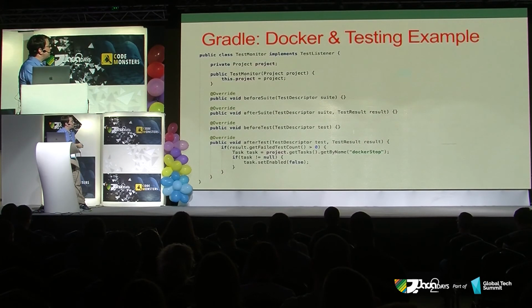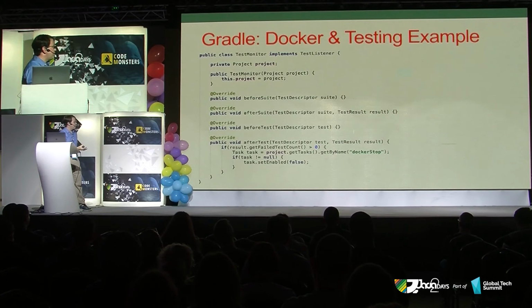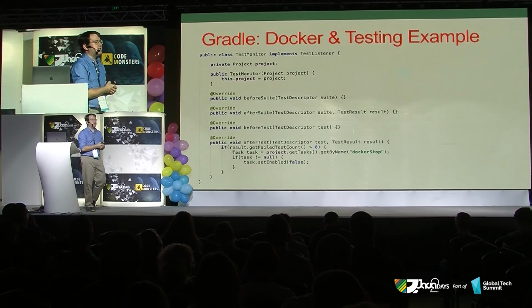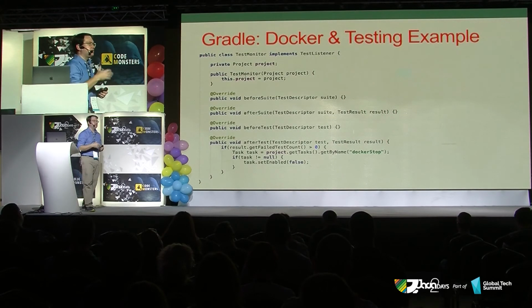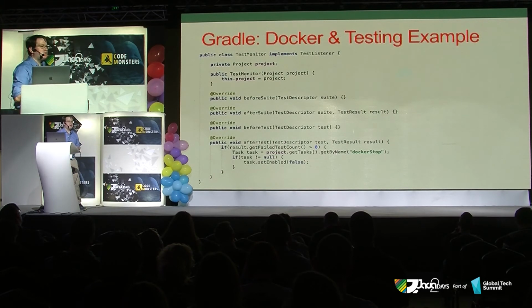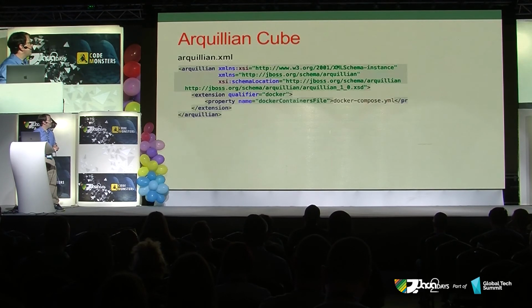As a part of this, I also added a monitor test listener as a part of the Gradle process, so that if the test fails, I don't destroy the Docker container. I leave it running. So when I get a test failure, I can then go log into the database and figure out, why did the test fail? Did it get installed locally?